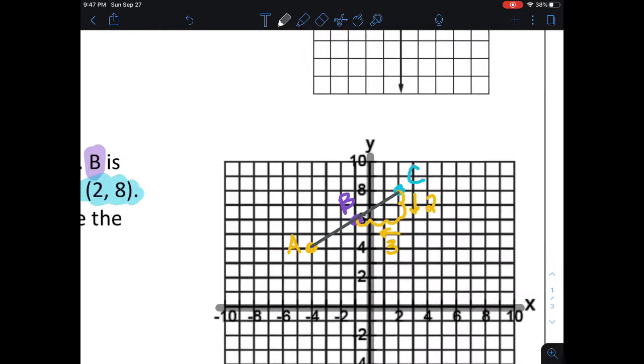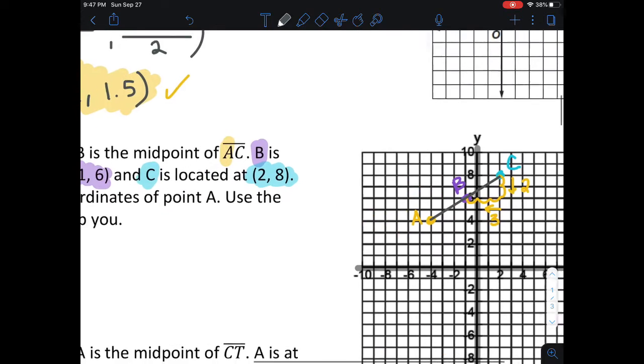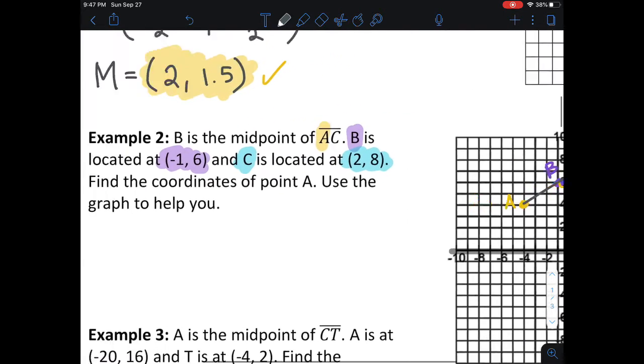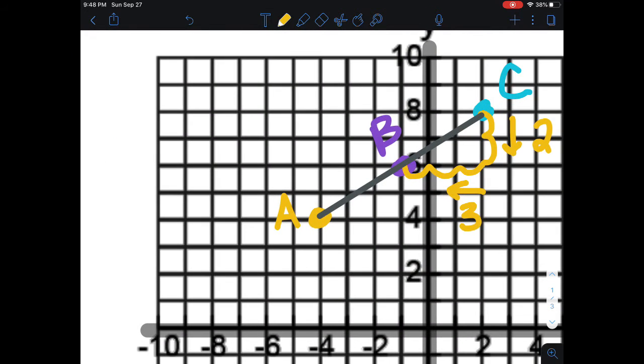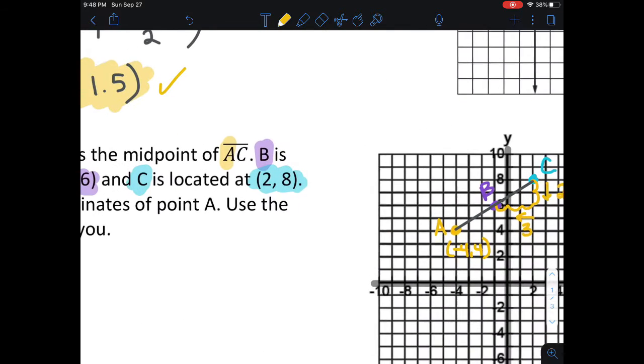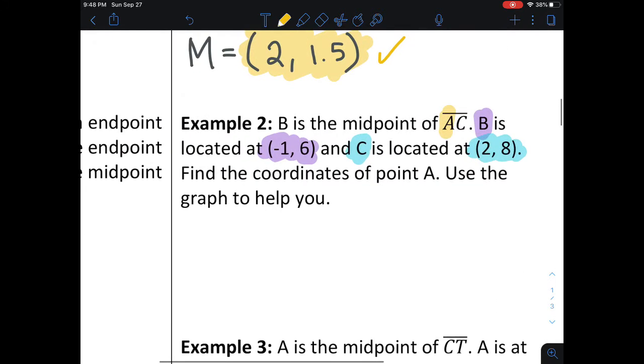And then we're going to try it the algebraic way. So that was the graphing way. Now we're going to try it the algebraic way. Oh, and what are the coordinates of A? Because we want to make sure we got it right when we do it the algebraic way. That's -4, 4. Okay, so let's see if we get that.